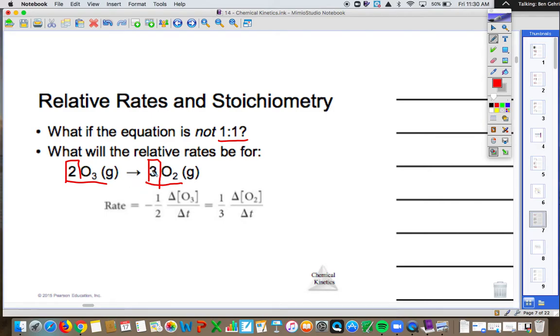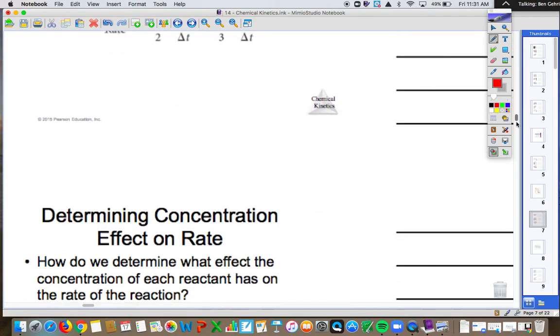And so your rate in this case can be -1/2 times the change in concentration of O3 divided by the change in time, and then this is going to be 1/3 times your change in concentration of O2 divided by your change in time. And we're going to do some practice with this, so don't panic yet.